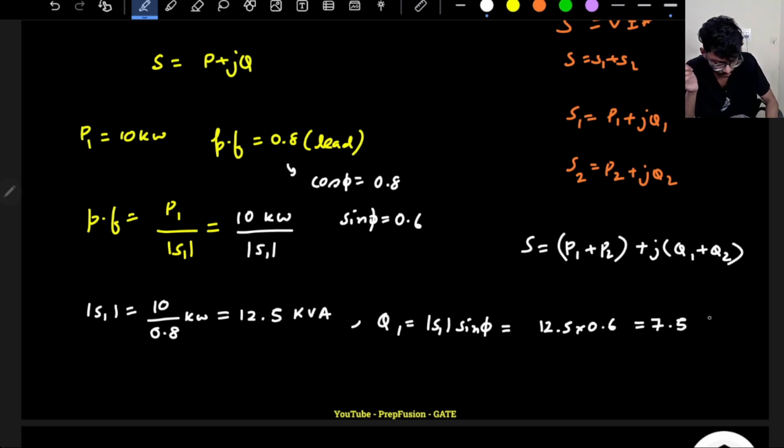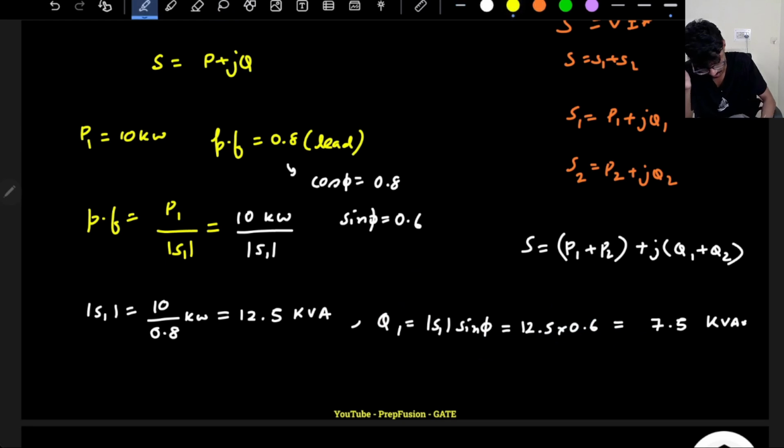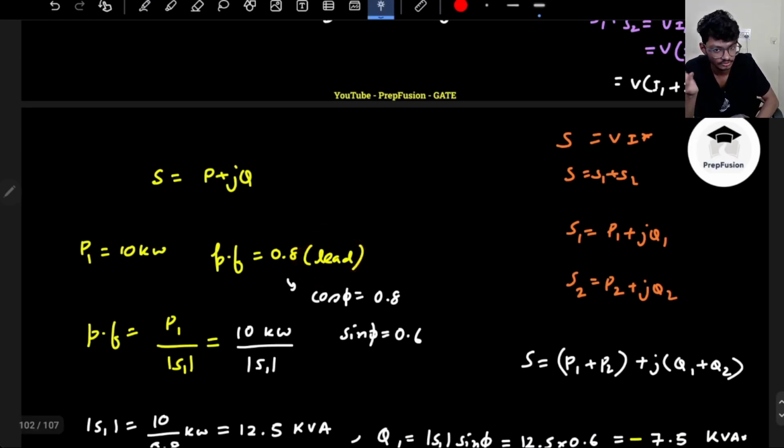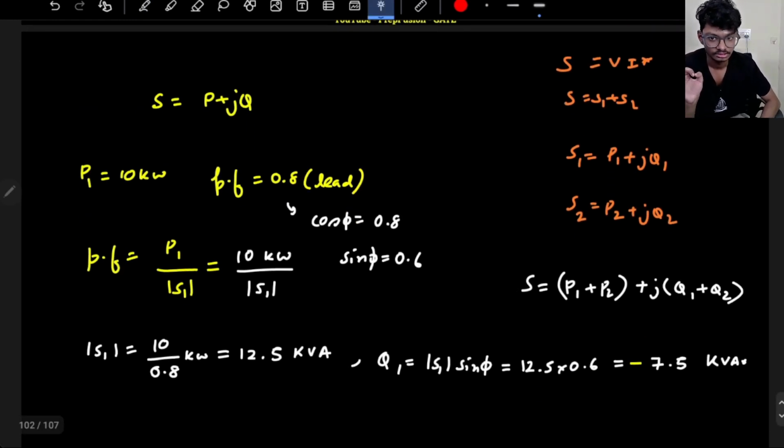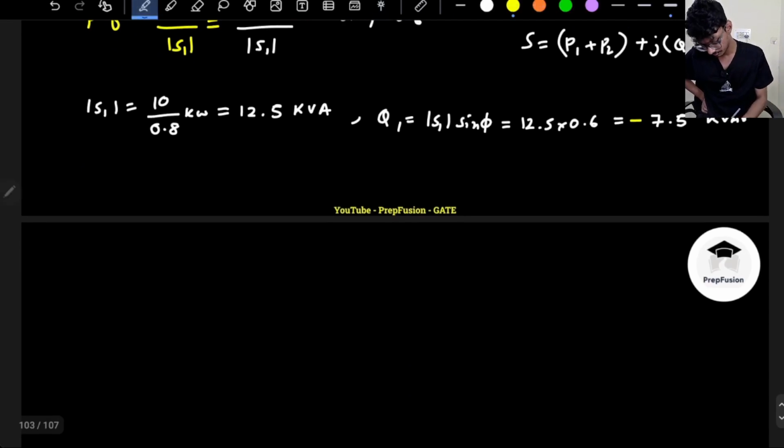Okay, 7.5 kVAR. But will it be plus or minus? Pause the video and tell me, will it be plus or minus? Of course, it will be minus, because lagging reactive power is positive, leading reactive power is negative, and they have told me that this load is leading. So of course, it will be negative. That is the reason. Okay, there are many other ways to solve as well, but I will solve with this method only. You can comment down below what other way you have found out, so you can solve using that method as well. What about the Q2?